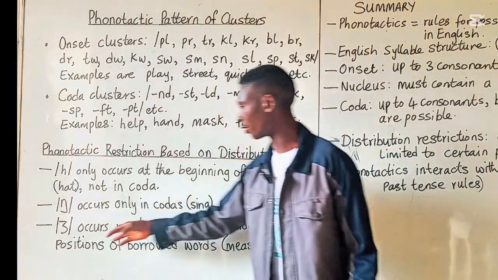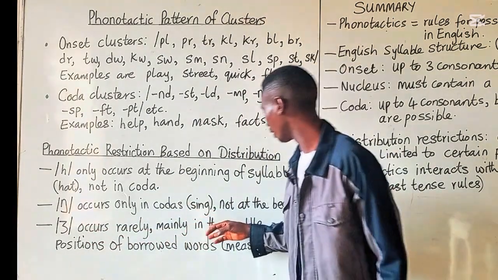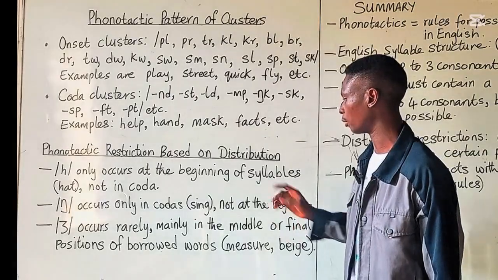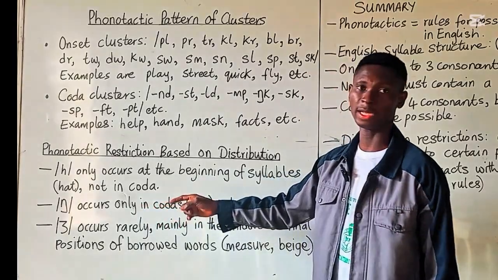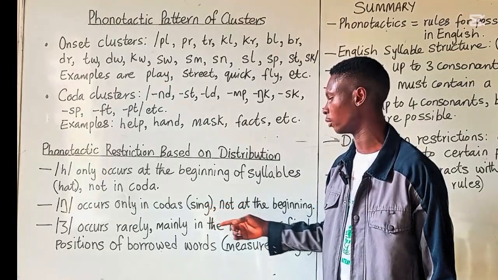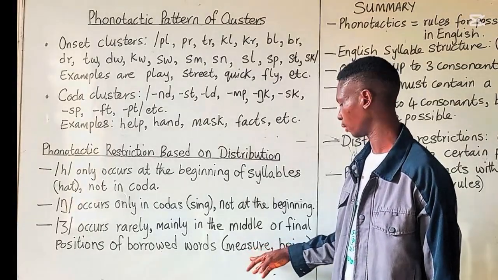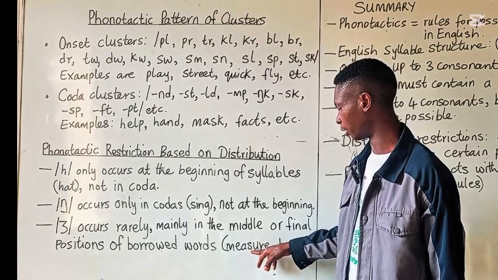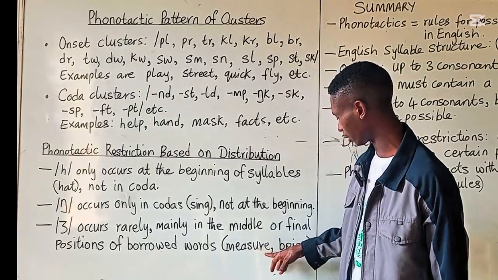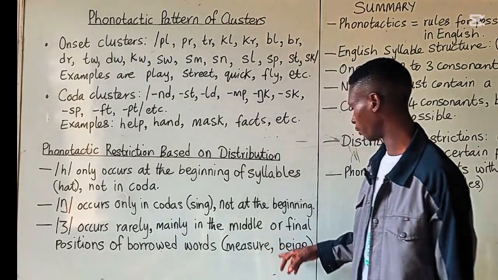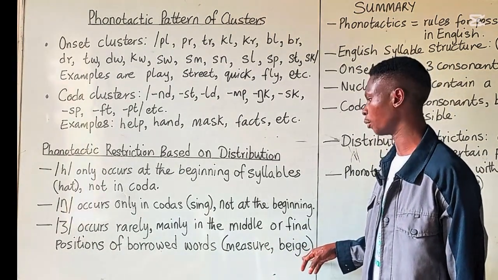Another sound we have here is the zh sound. It occurs rarely, mainly in the middle or final positions of borrowed words. You mostly find this sound at the final position or in the middle of borrowed words. For example, we have measure. We have it on the second syllable, that is the initial sound on the second syllable. Then we have beige. We have it at the final position here.